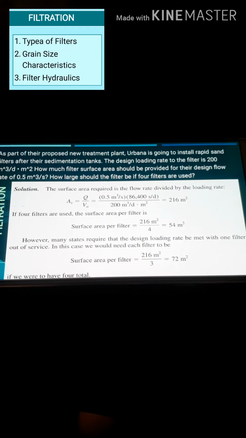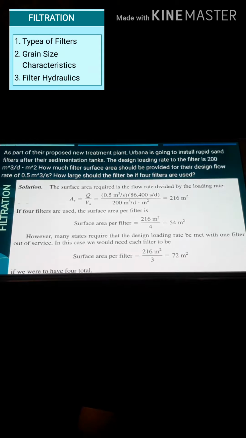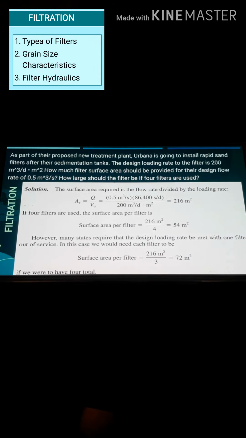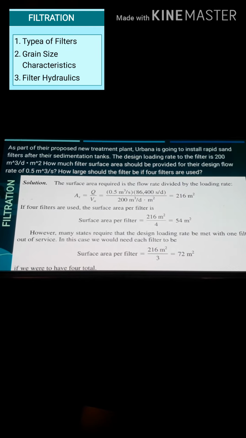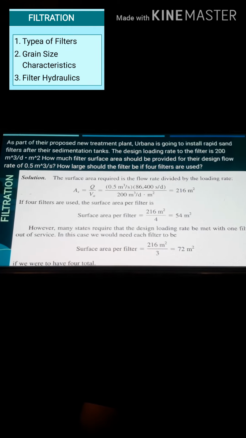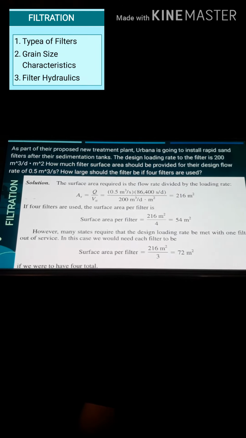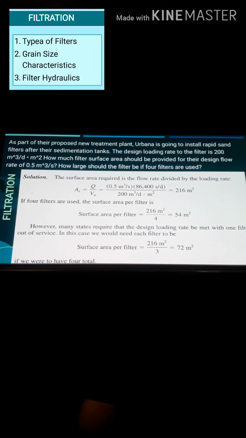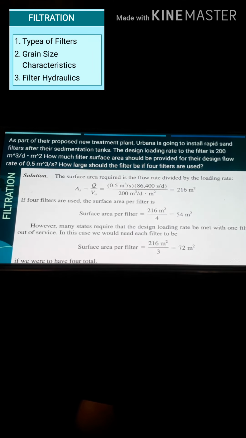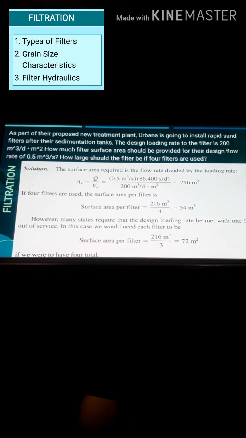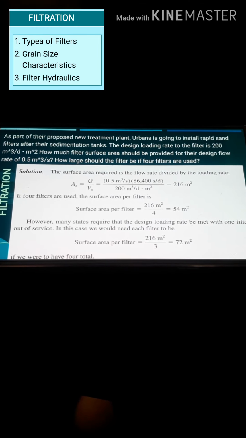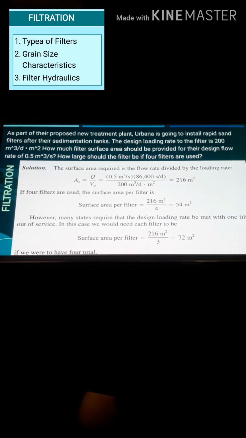As part of their proposed new treatment plant, Urban is going to install rapid sand filters after their sedimentation tanks. The design loading rate to the filter is 200 meter cubed per day times meter squared. How much filter surface area should be provided for the design flow rate of 0.5 meter cubed per second? And how large should the filter be if 4 filters are used?